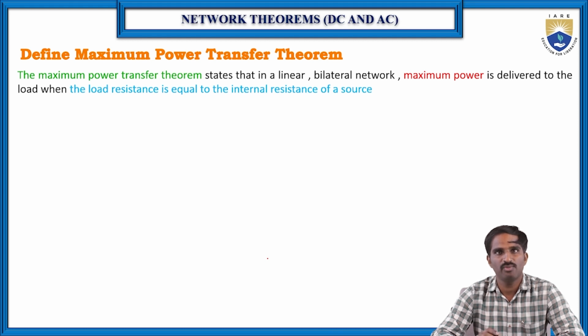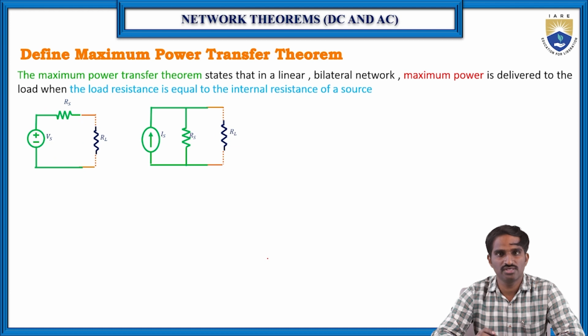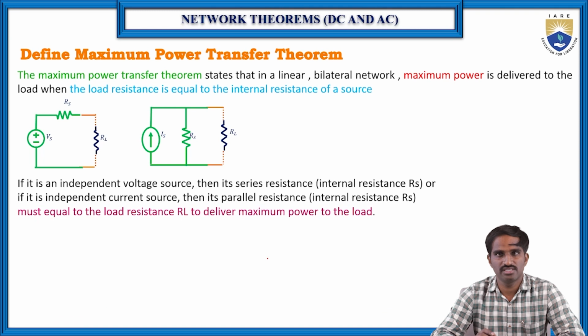So here the maximum power transfer theorem states that it is applicable only for linear bilateral networks. Maximum power is delivered to the load when the load resistance is equal to the internal resistance of the source, which means when the load resistance is equal to the Thevenin's resistance, then in that particular case the maximum power will flow through that load. That is what the maximum power transfer theorem states.